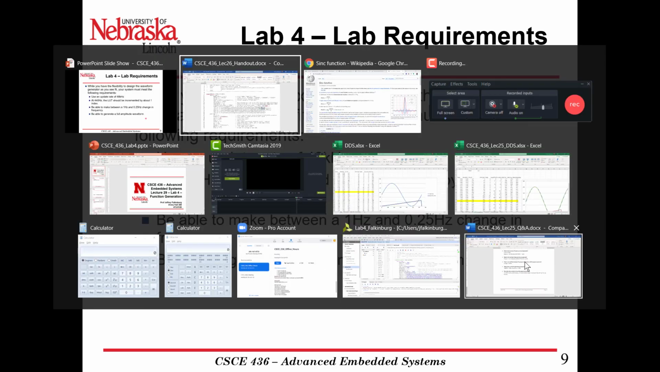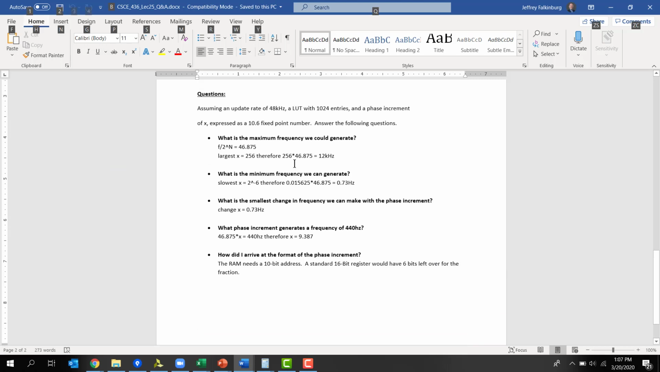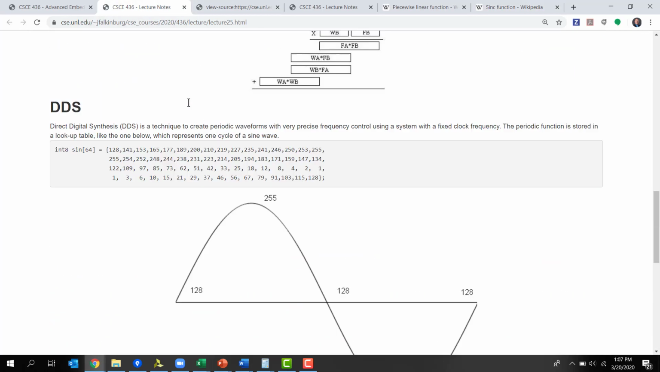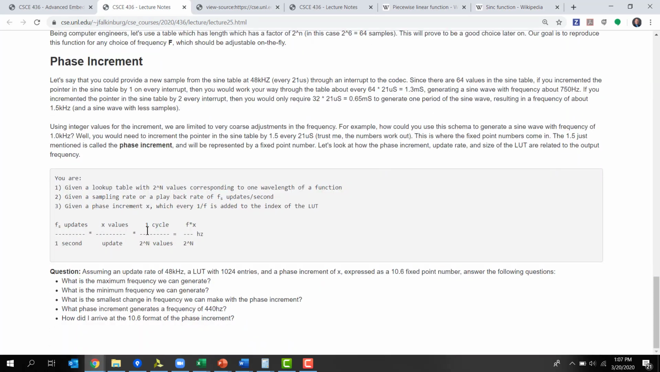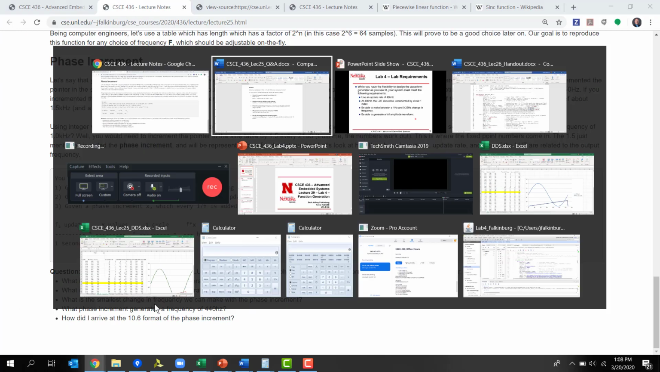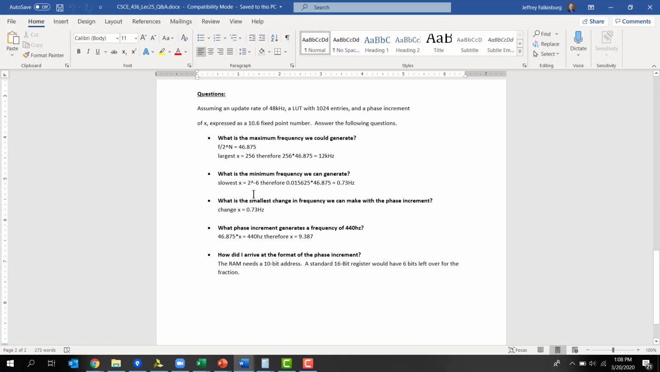So if we go back and look at some of those questions, and if you go back to lesson 26 or lesson 25, zoom or view page source, the answers to those questions were here as well, but ultimately those questions were: what phase increment do we need to generate a frequency of 440 hertz? And that was with 1,024 samples and a 48 kilohertz sampling rate.